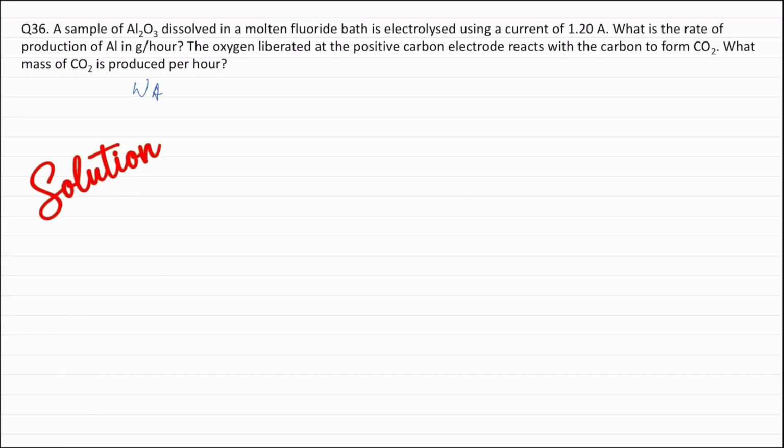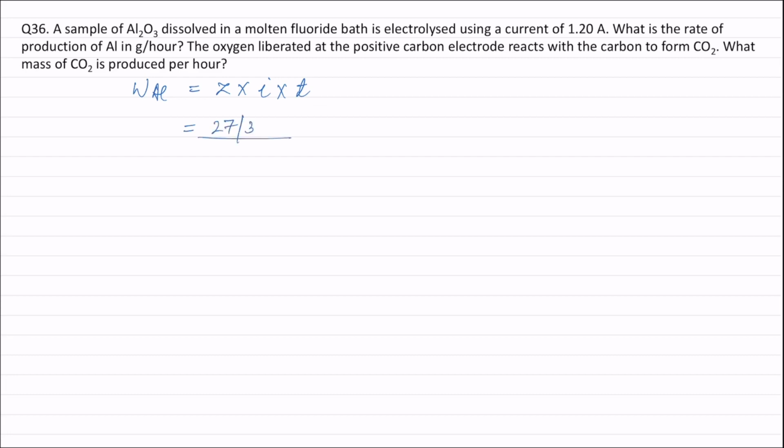Now weight of aluminium is equal to Z into I into T. The value of Z for aluminium will be equal to equivalent weight of aluminium, that is 27 by 3, divided by 96500 coulombs, into I. The value of current is given as 1.2 ampere, into time. Time is given as 1 hour or 3600 seconds. From this, the weight of aluminium is equal to 0.403 gram.